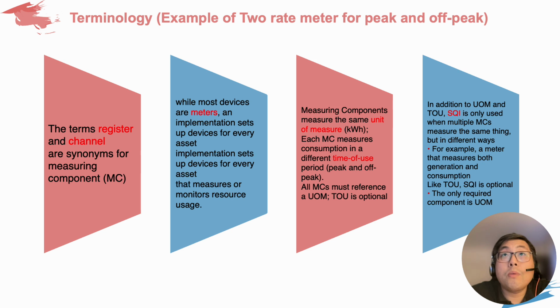So there isn't really a way. For both max demand, the unit of measure will be the same. It will be kilowatt. Time of use doesn't really apply. So in that case, you can use the SQI to say one's monthly and one's quarterly. So in that case, we can have separate measuring component types and indicate what each is actually measuring.